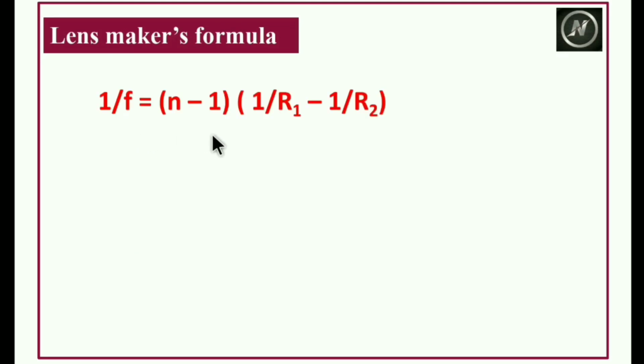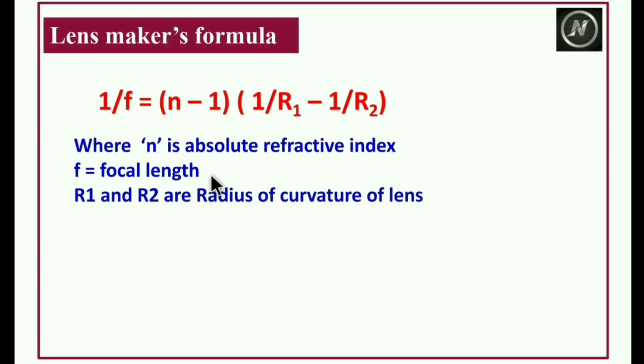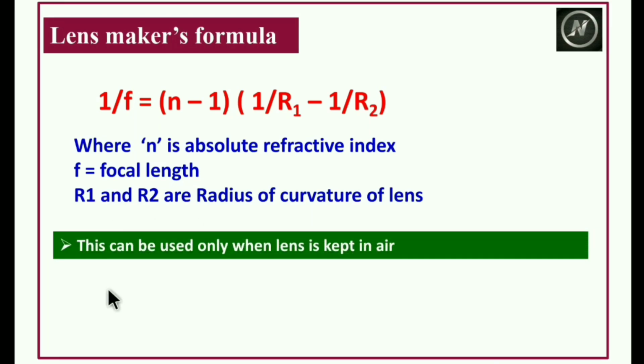Next one, lens maker's formula. 1 by f is equal to n minus 1 into 1 by r1 minus 1 by r2. This is lens maker's formula, where n is an absolute refractive index, f is focal length, r1 and r2 are radius of curvature of lens. So this lens maker's formula can be used only when lens is kept in air.